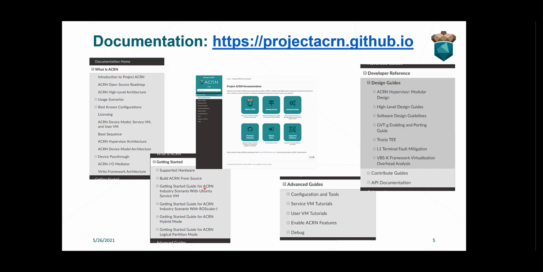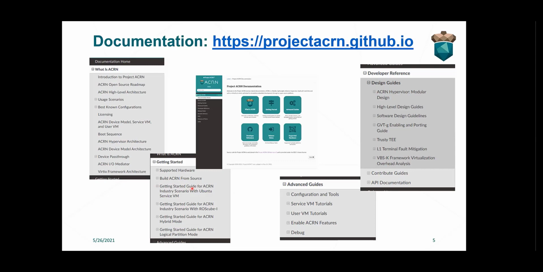Once you've gone through that, the next step is you may want to go to the Getting Started guide, which is essentially what will allow you to get going, to install ACRN on your system for the first time. We have a number of them. The primary one is the Getting Started guide for ACRN industry scenario. And this one will guide you through, and that's what Nandlin covered yesterday.